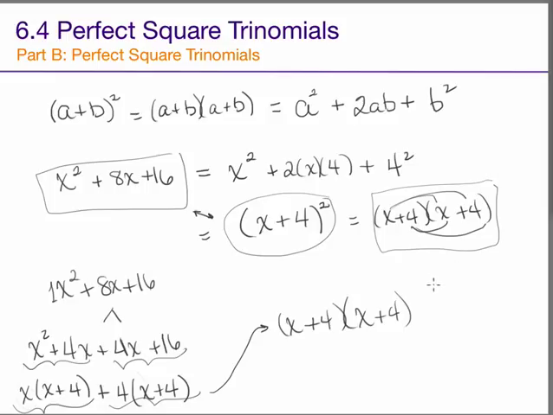Because in this form, this is a binomial times itself, I can rewrite this as (x + 4) squared. These are equivalent. On an exam, I won't care which of these two you give as your answer, but it's really handy to be able to convert back and forth. Know that when you see a binomial squared, that it can be written as that binomial times itself. But also know that when you see a binomial times itself, you can write it as that binomial squared. Later on, that's going to come in really handy.